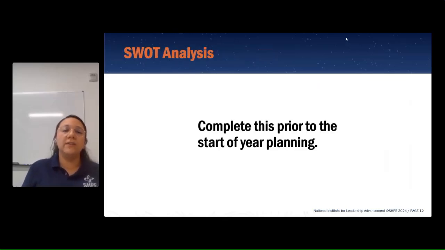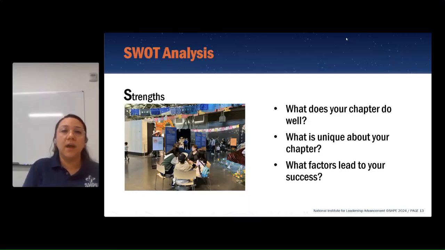Again, completing this prior to the start of your planning is key so that you understand what you can build off of from the previous year. Starting out with strengths. What does your chapter do well? When you're trying to figure out what to continue on from the previous year, ask yourself, what unique attributes does your chapter have that put you forward and give you an edge that other chapters might not have? What are some factors that have led to success to date?